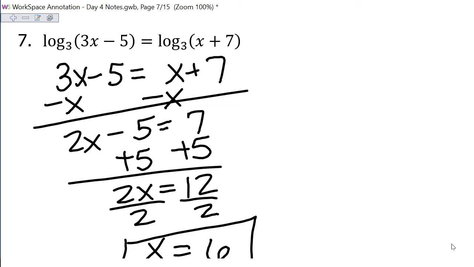So now we also need to check problem number 7. So what's 3 times 6? What's 18 minus 5? 13. Is that a negative number? No, so that one's good. If I put a 6 over here, 6 plus 7 is 13. Is that a negative number? No, so both of those are good.